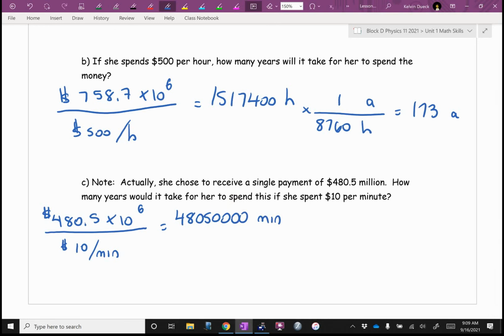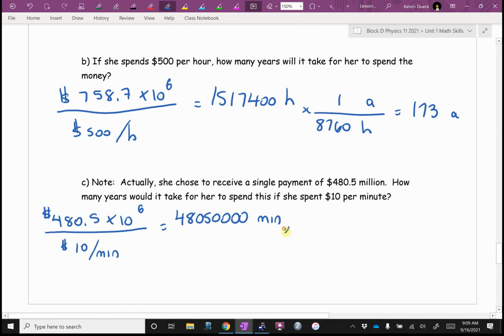What can I change minutes into? I want to end up in years. Yep, hours, and then what can I change hours into? I could go days, but wait, I think I still got that 8,760. I'll use that as a shortcut.